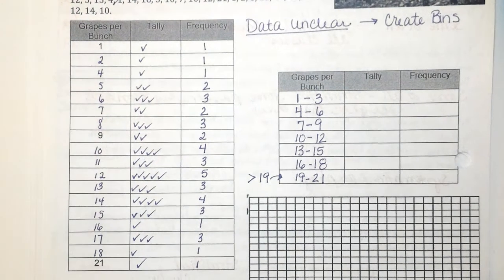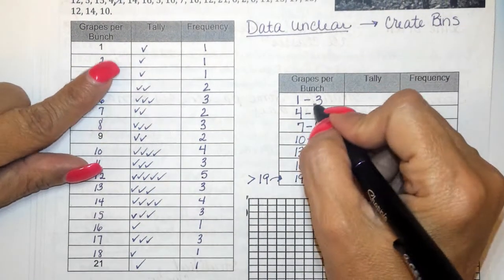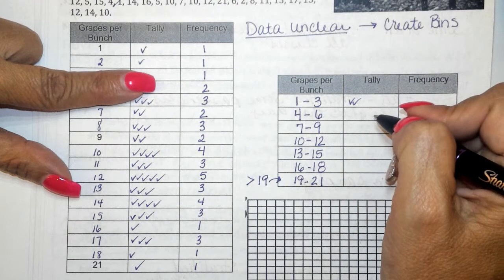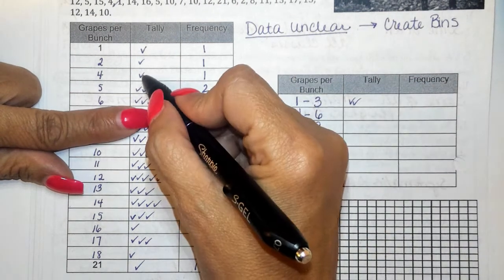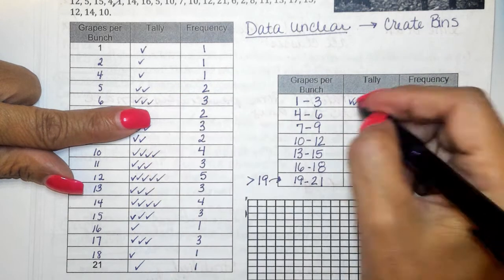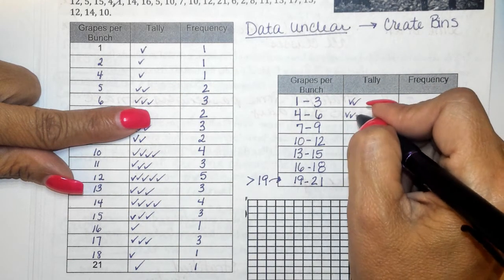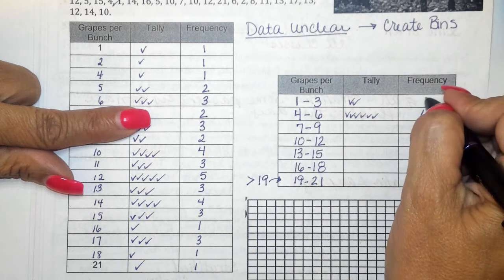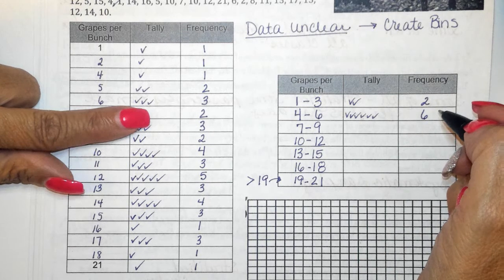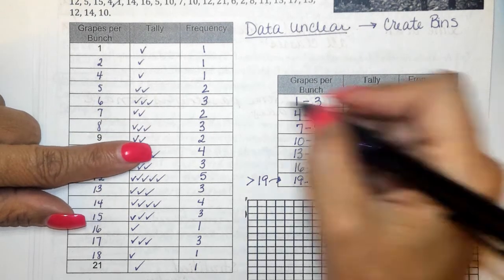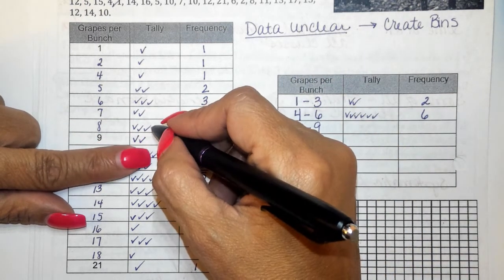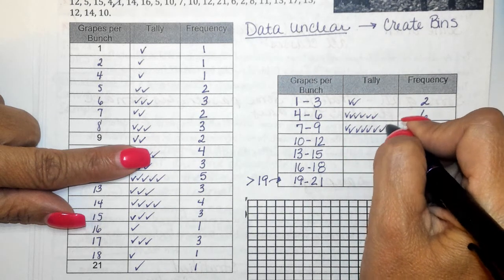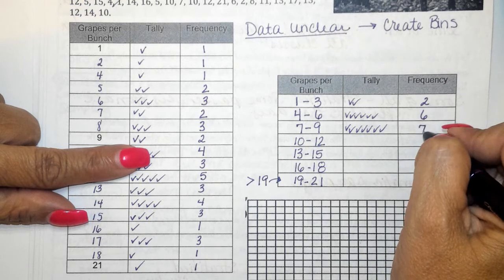Now let's do our tally marks again. So 1, 2, and 3. So all of these right here. So we've got 2 here. 4, 5, and 6. 1, 2, 3, 4, 5, 6. And I'm going to go ahead and put that there. This was 2. And then we've got 7, 8, and 9. So we've got 2, 3, and 2. 2, 1, 2, 3, 1, 2 for a grand total of 7.